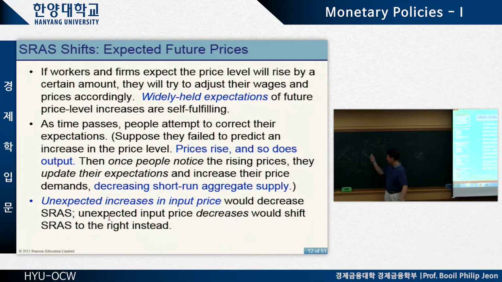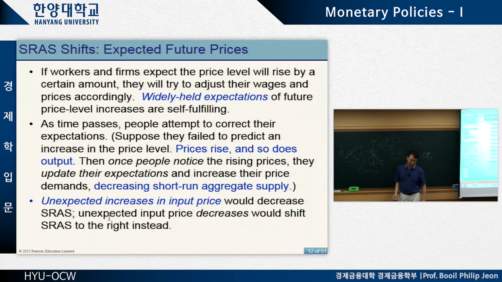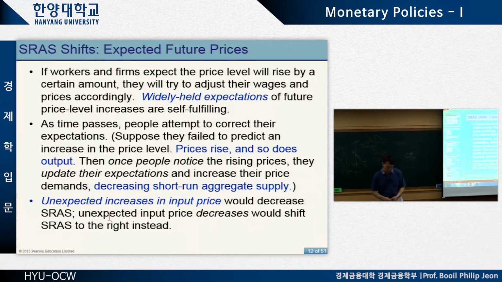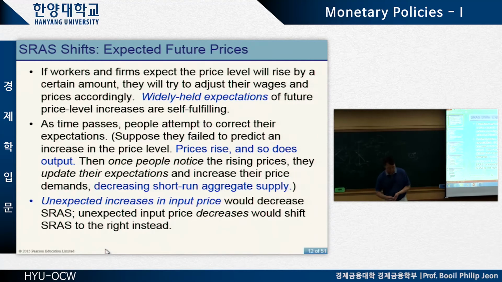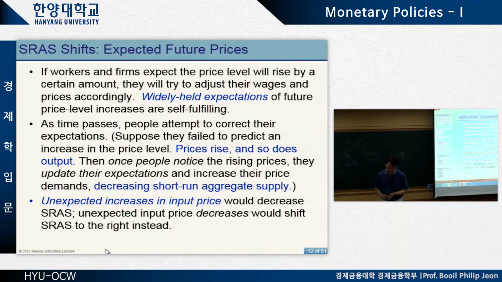And we're going to have this situation. So unexpected input price increases would shift the short-run aggregate supply to the left. Unexpected input price decrease would shift the short-run aggregate supply curve to the right. So that's the idea of the factors that can shift the short-run aggregate supply.